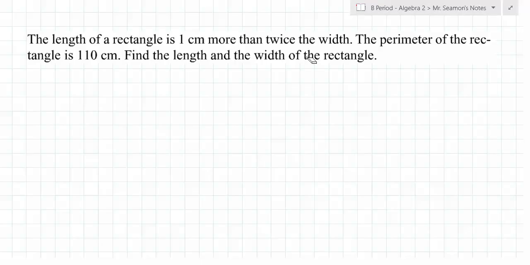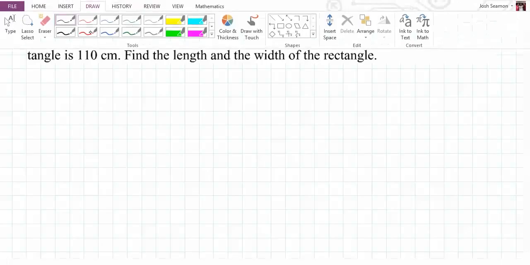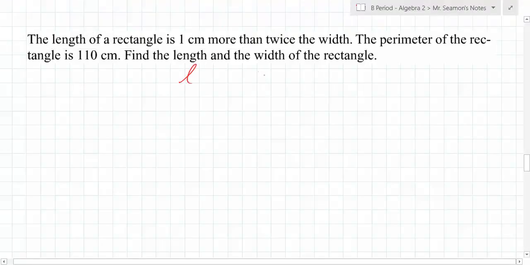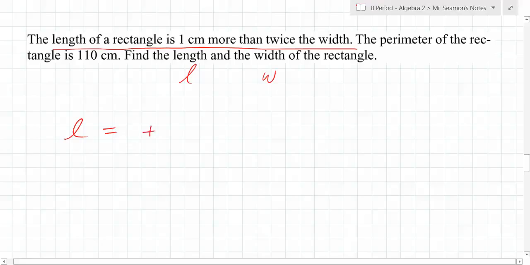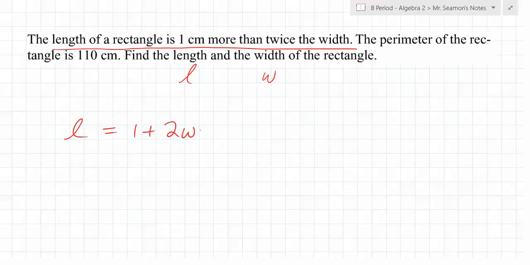So let's look at the first sentence. So we'll call, let's say length is L and width is W. The length of a rectangle is one more than twice the width. So everybody stand up. The length of a rectangle, L, equals, one more than what? 2 times the width. What does that say? The length is one more than 2 times the width. That's what we have. What about the second sentence?